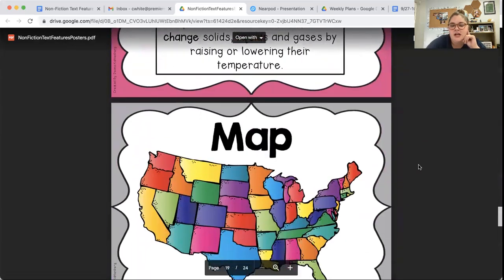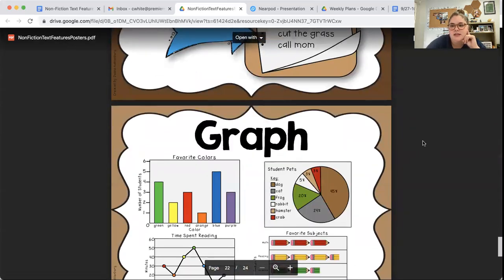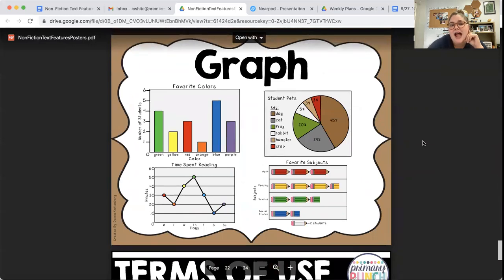And scrolling on down, this one goes with the ice cream. We are going to look at a graph. That chart could be used to help us make a graph, but these graphs show us so much information. Over on the right-hand side, you see a pie chart, which is a form of graph, and that pie chart is recording the pets that students have.